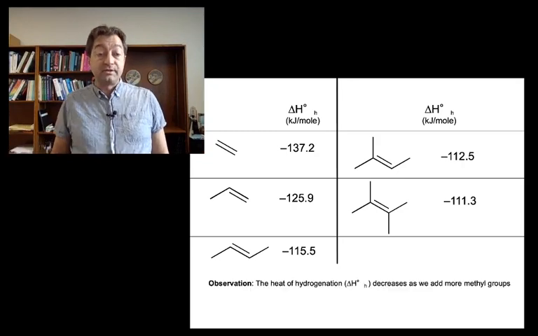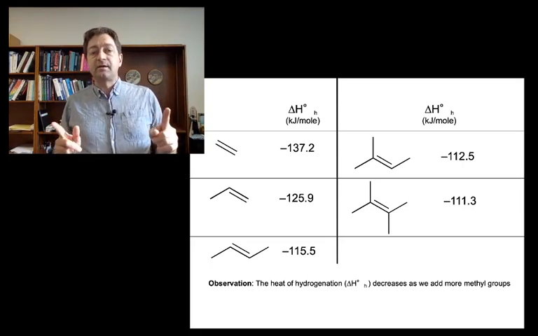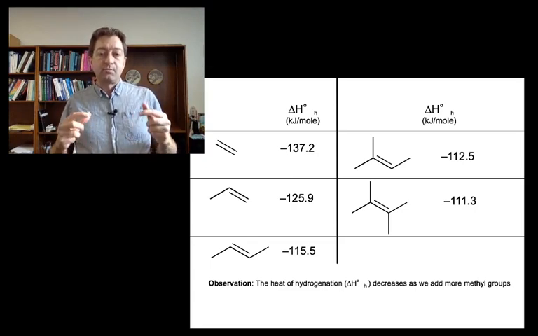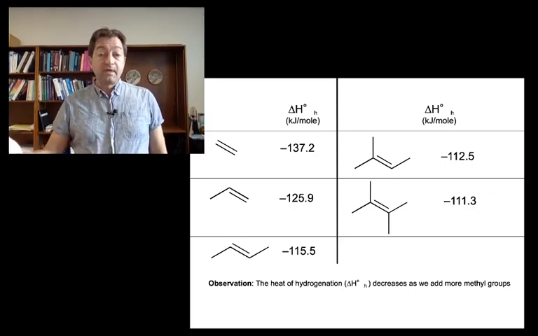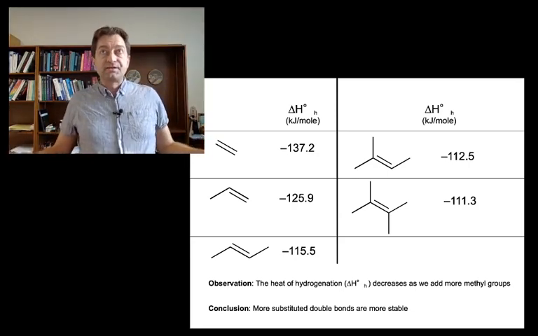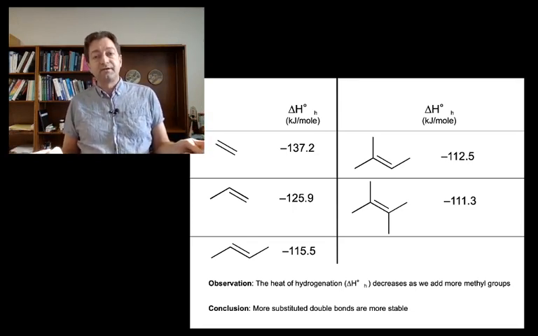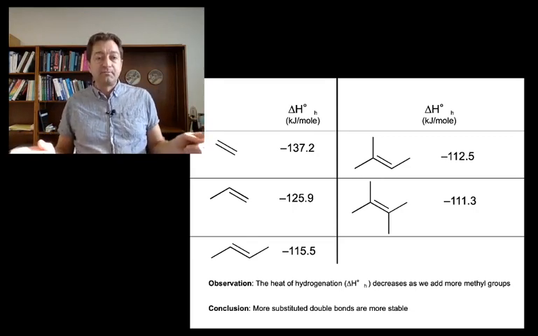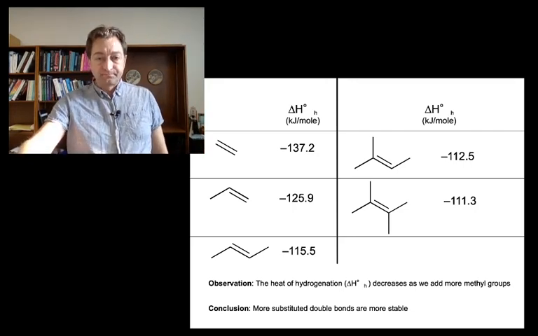So our observation from this data is that the heat of hydrogenation is decreasing as we add more methyl groups. And again, this is a measure directly of what's contained in that double bond. So the energy contained in that double bond seems to be less and less as we add more methyl groups. So the conclusion that we can make from this set of data is that more substituted double bonds are more stable, because we're using energy as a measure of the relative stability of a molecule. And here, if we're looking directly at the energy in that double bond, it's another measure of the stability. So the more and more substituents, the more and more stable that double bond is.